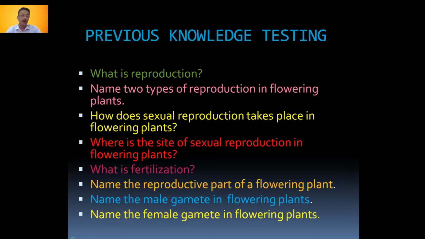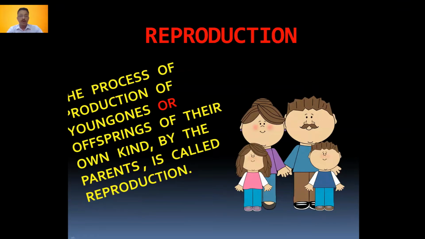A flower is a reproductive organ of the plant. Now, where is the site of production of male gamete in the flower? It is the anther. And where is the site of female gamete production in the flower? It is the ovary, and inside the ovary there is the ovule. Inside the ovule, the female gamete will be formed. Now, what is reproduction? The process of production of young ones or offspring of their own kind by the parents is called reproduction.